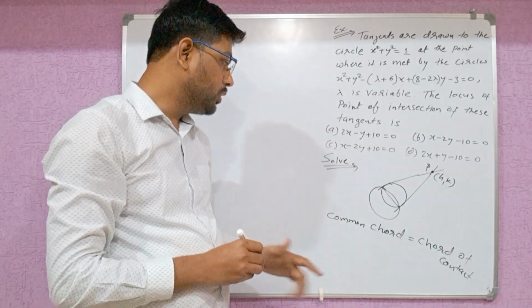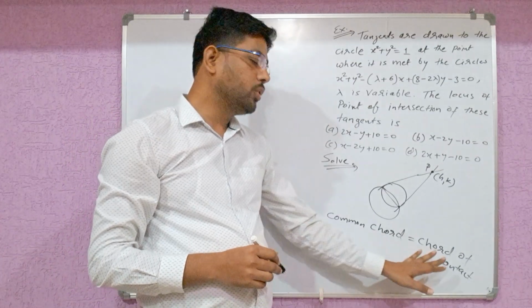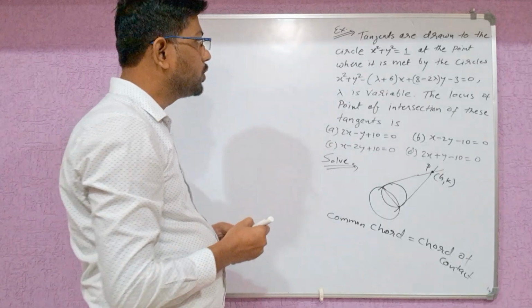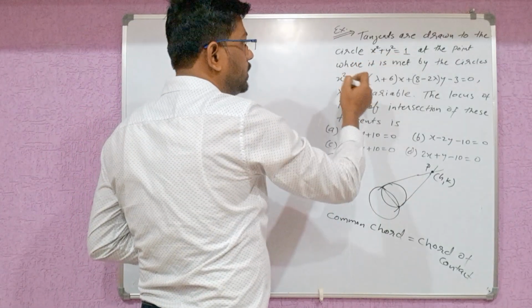So we will find out the equation of common chord and chord of contact, both of these, and we'll put that here. Okay, so common chord will be what? Common chord will be for this circle and this circle, that will be what?